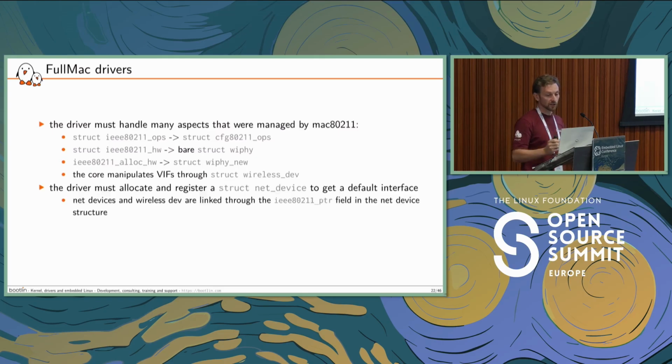Another important thing, I don't have Mac 802.11 anymore, so I have to register on my own the struct net_device. So not only I need to perform the wireless PHY registration, I also need to register a struct net_device if I want to have a default interface. And each time a user wants to add a new virtual interface, I will have to do it as well. This is important because I need to enforce the link between those net devices and the wireless virtual interfaces. And that's done through a specific pointer inside my net device structure. So I will have to remember to properly set this pointer in my driver each time I want to add a virtual interface.